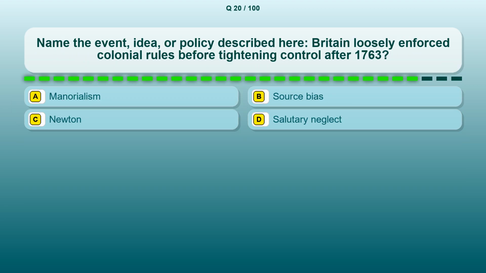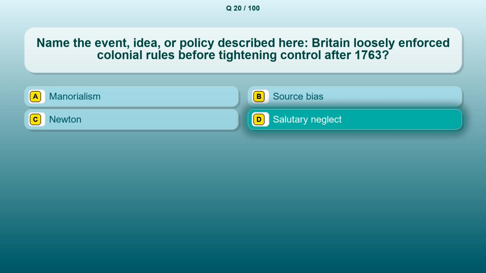Question 20. Name the event, idea, or policy described here. Britain loosely enforced colonial rules before tightening control after 1763. Option A, monorealism. Option B, source bias. Option C, Newton. Option D, salutary neglect.